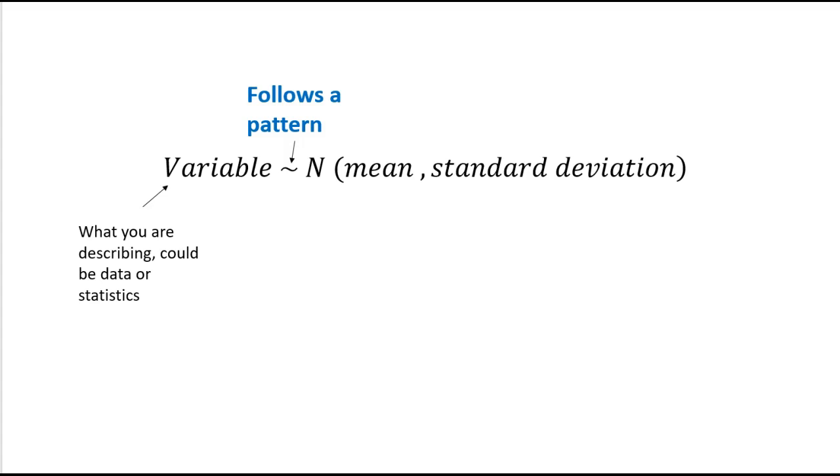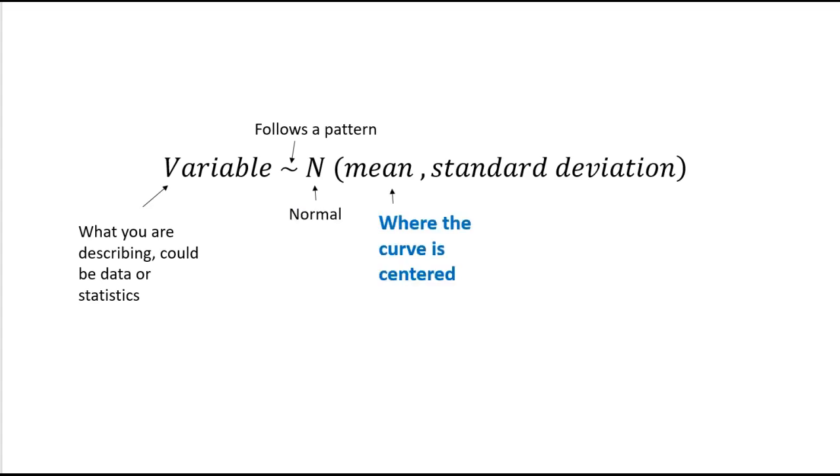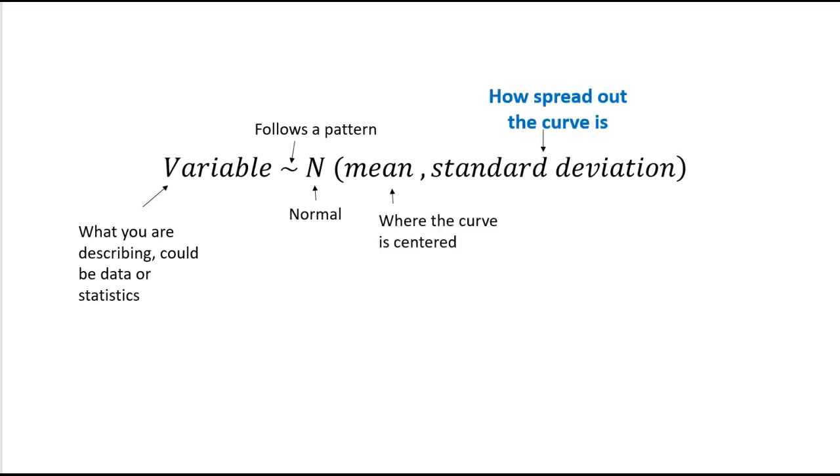The tilde here reads as "follows a pattern." The capital N means normal. The mean tells us where that normal distribution is centered, and the standard deviation tells us how far spread out the curve is. So reading this as a sentence, this would say that the variable follows a pattern which is normal, where that normal distribution has mean equal to whatever value is there, and standard deviation equal to whatever value follows.